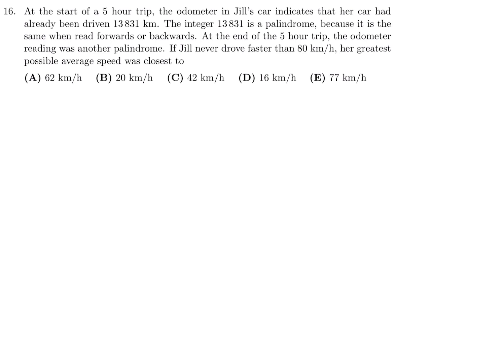All right, what I did was I just used the answer choices. So you just take each of these, multiply by 5, and add it to the 13831, and off you go. So let's just do that. 13831 plus 62, the first answer choice, times 5. And when you do that, you get 14141.